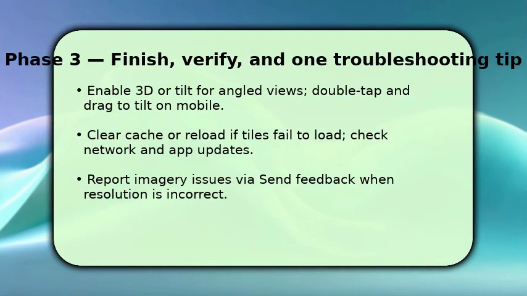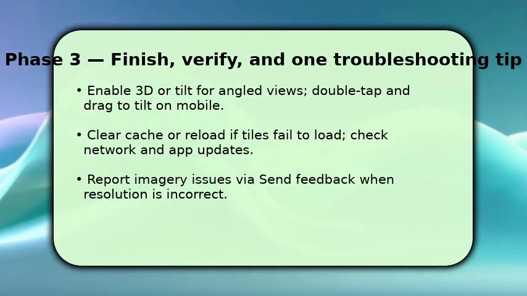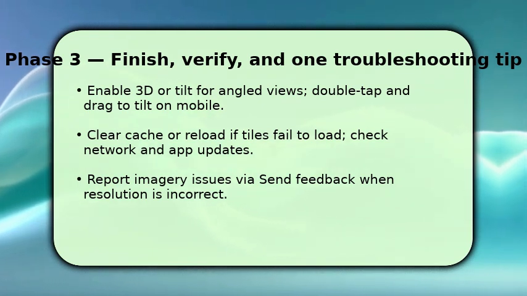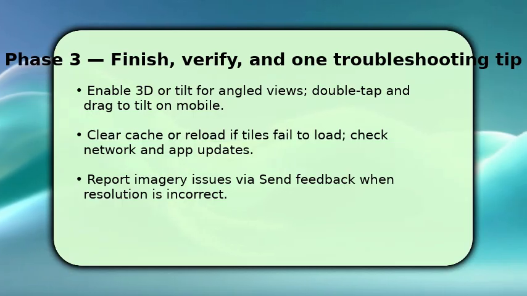To finish, refine the view by enabling 3D or tilting the map for perspective. On mobile, double tap and drag to tilt. Zoom into your point of interest and use layers to toggle labels or traffic overlays, making sure the imagery matches your needs.